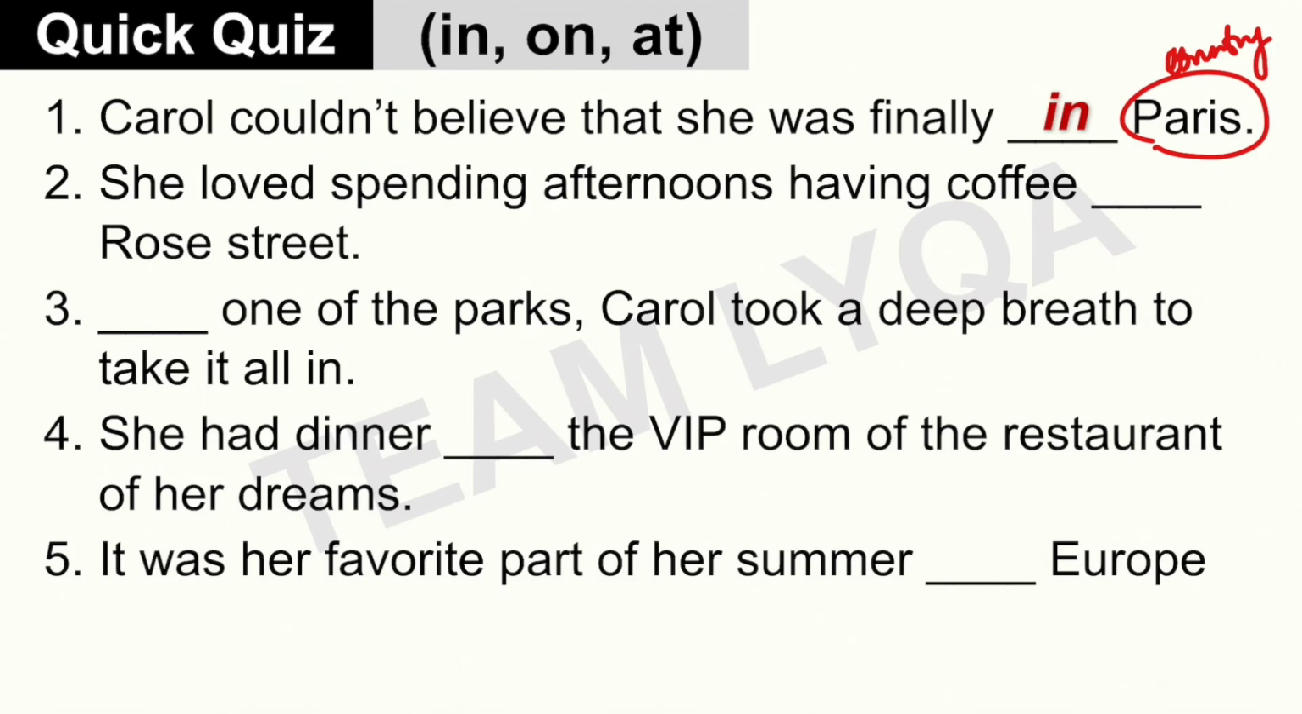Next sentence, sabi, she loved spending afternoons having coffee blank Rose Street. So again, ang clue natin would be that, nasa Rose Street siya. So Rose yung pangalan ng street. Pag street name, again, you use on.